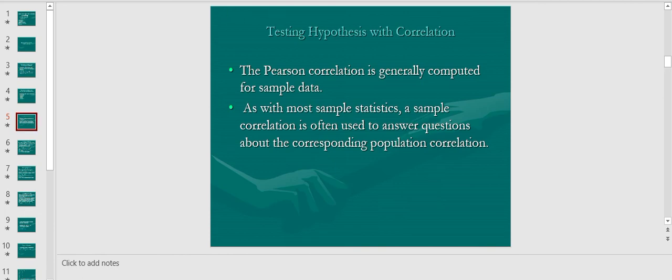Hypothesis testing is an example of inferential statistics, using a sample to draw inferences about the population. In the past, we have learned using the sample means as the basis of answering questions about the population mean. In this lecture, we examine the procedure for using the sample correlation as the basis for testing hypotheses about the corresponding population.